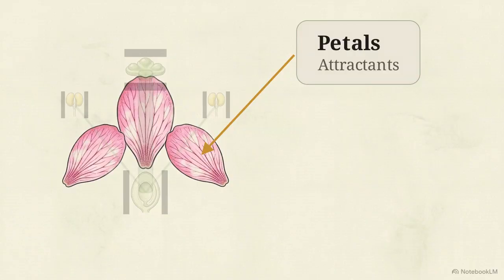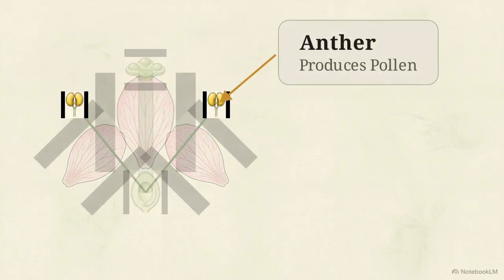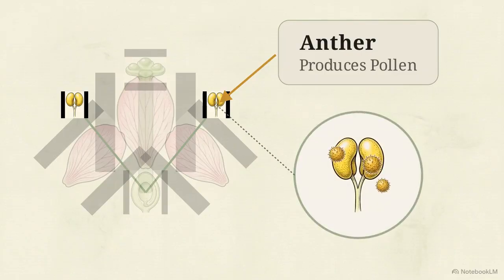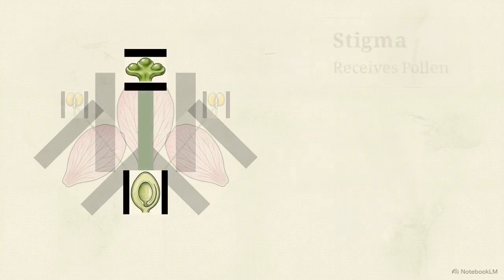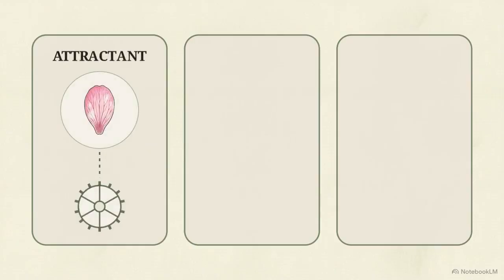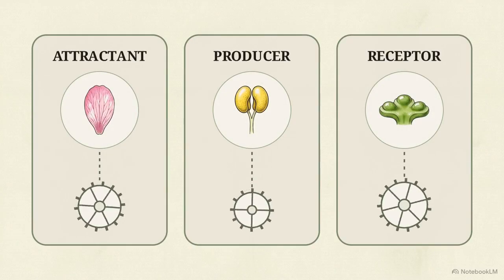Moving inside, we locate the male reproductive hardware. The anther is the structure responsible for actively producing and housing the microscopic pollen grains, which contain the male gametes. Right in the center sits the female reproductive structure. The top part of this structure is the stigma, which functions as a sticky landing zone built specifically to capture incoming pollen. Every physical component we just mapped has a strictly defined job.